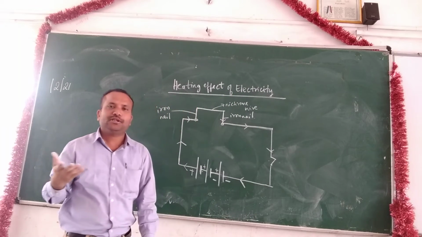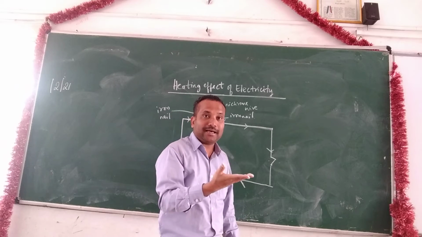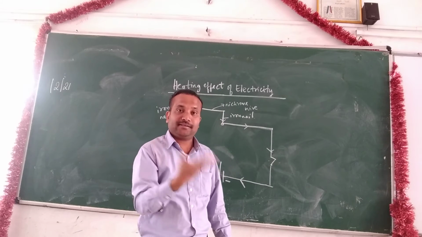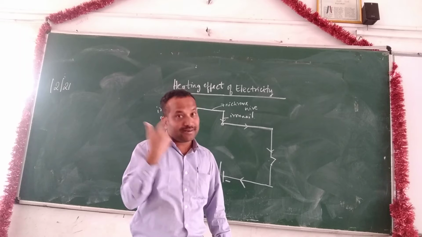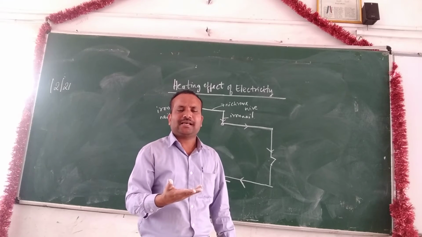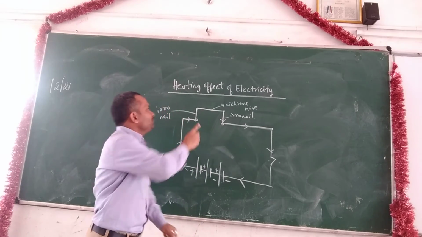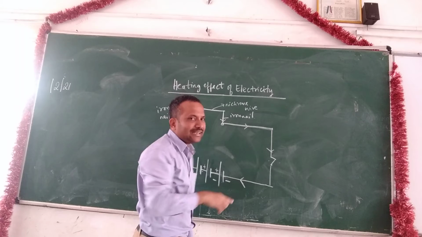This effect is used in so many appliances: iron boxes, electric geysers, hair dryers, and room heaters. So many appliances work on the principle of the heating effect of electricity.